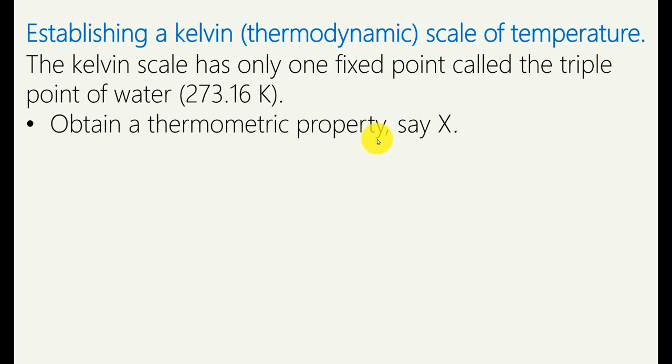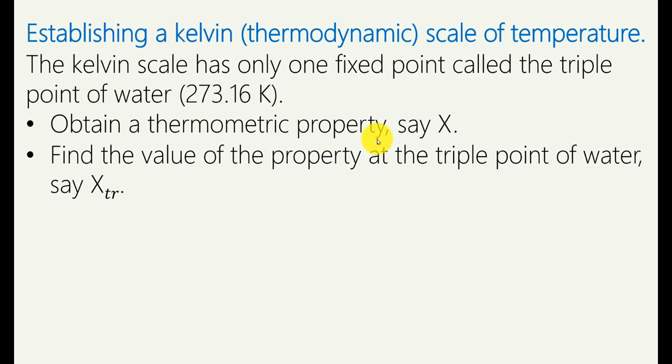To establish a Kelvin scale, just like we did for a Celsius scale, start by obtaining a thermometric property, say X. Then find the value of the thermometric property at the triple point of water. That is done, if for example you're using a constant volume gas thermometer, by getting that bulb and inserting it in what we call the triple point cell.